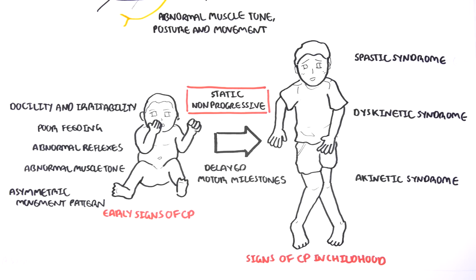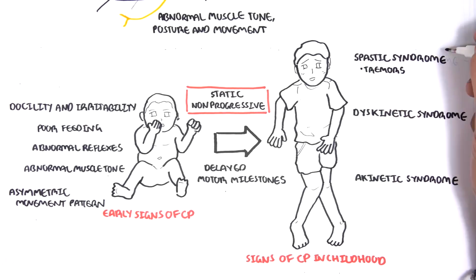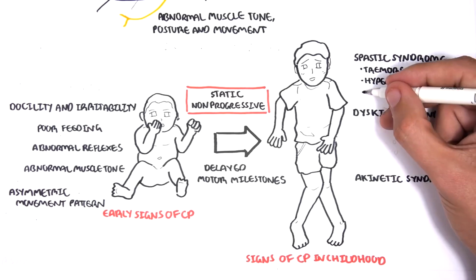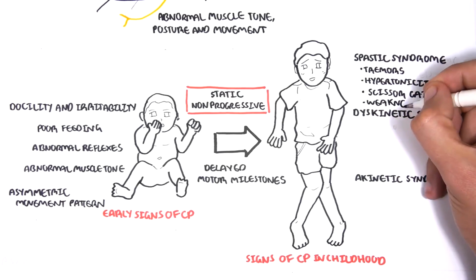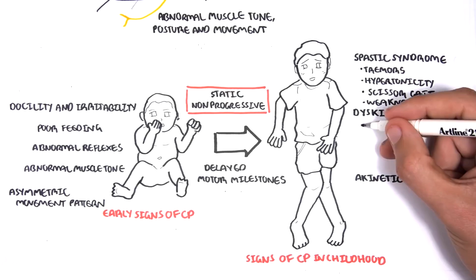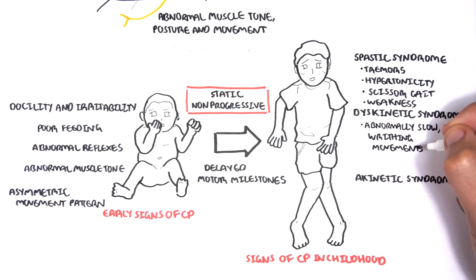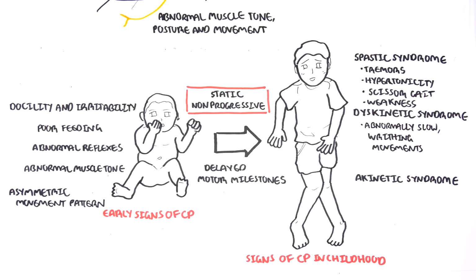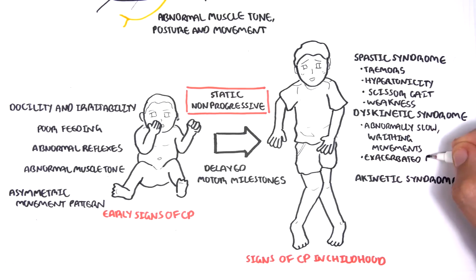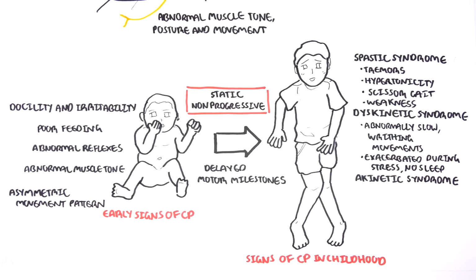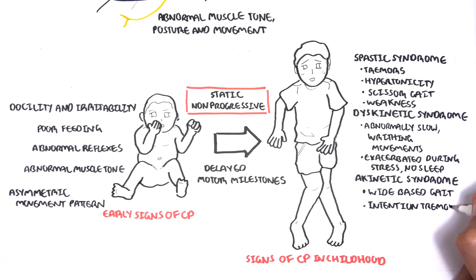Now, for spastic syndrome, this includes signs and symptoms such as tremors, hypertonicity, scissor gait, and limb weakness. The dyskinetic syndrome includes abnormally slow movement, writhing movement, and this movement is exacerbated during stress or when there's no sleep. The ataxic syndrome involves the cerebellum, and so problems here cause a wide-based gait and also intentional tremor.